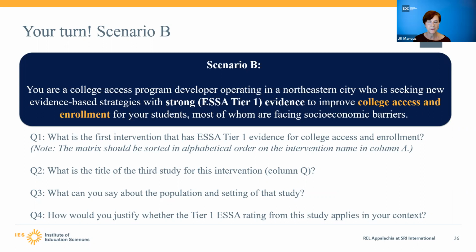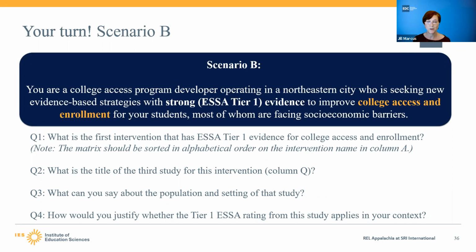Question 2 was, what is the title of the 3rd study for this intervention? And we gave you a hint for where to find it in column Q. So the answer is, the study is called Doubling Graduation Rates: 3-year effects of CUNY's Accelerated Study in Associate Programs, ASAP, for developmental education students. And it was conducted by Scrivener and colleagues.